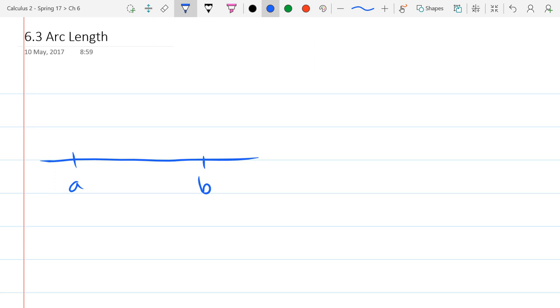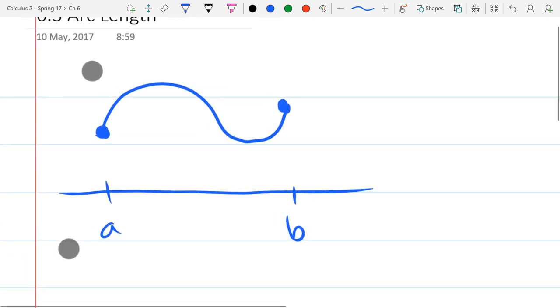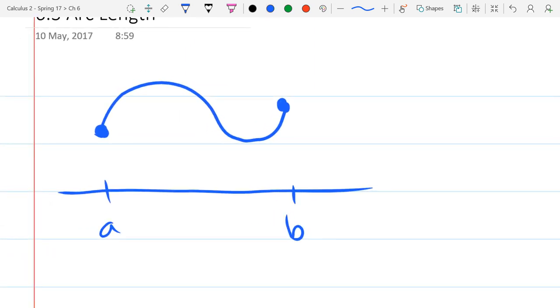So we'll start out with something really similar. A curve going from A to B. I made sure I put some extra curvature into this curve. So I didn't want to draw a curve that didn't bend a lot. So I made sure this curve bent a lot. Because what I want to do is compute the length.